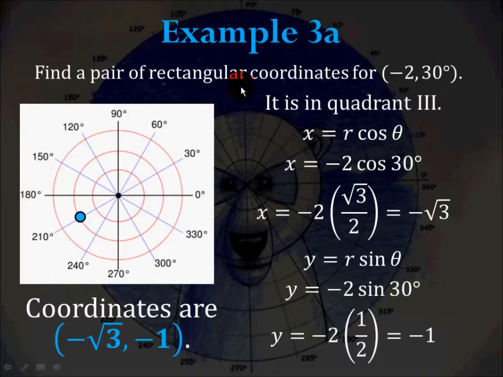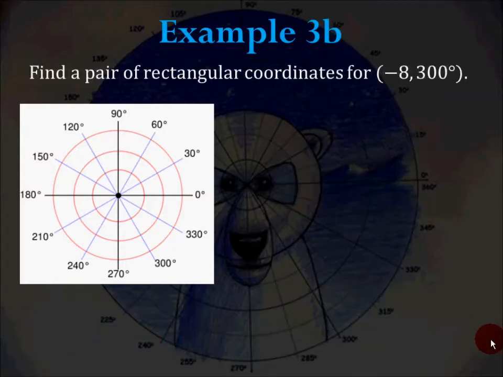So to convert from polar to rectangular, it's a little less work. You just use the formulas for x and y. X equals r cosine theta, y equals r sine theta, and you plug it in and you solve for each coordinate individually. Go ahead and take a stab at 3b, negative 8, comma, 300. Pause the video and then restart it when you want to check your answer.